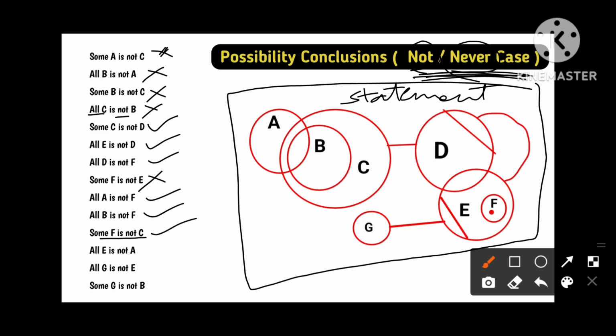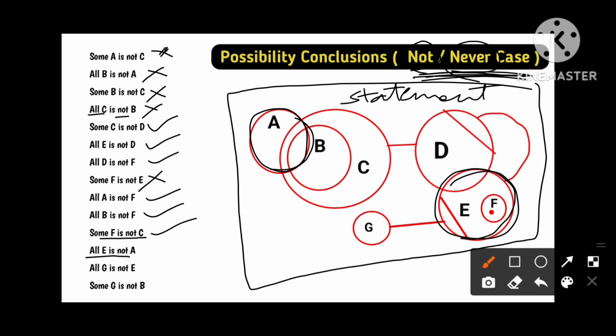Next one, let's see this directly. All E is not A. Given that all E is not A, what is the actual meaning? All E is not sharing with A.